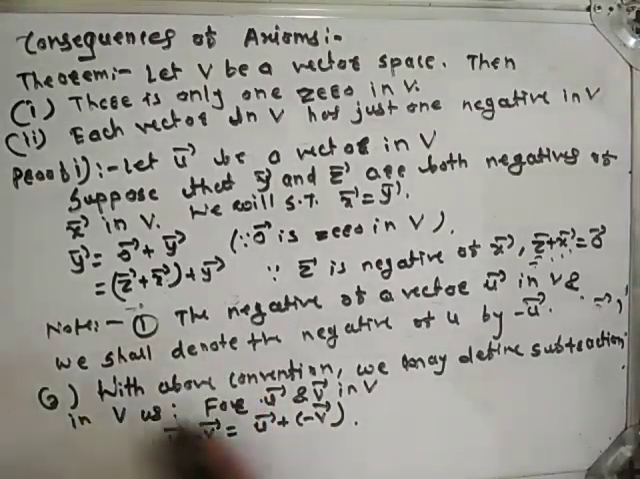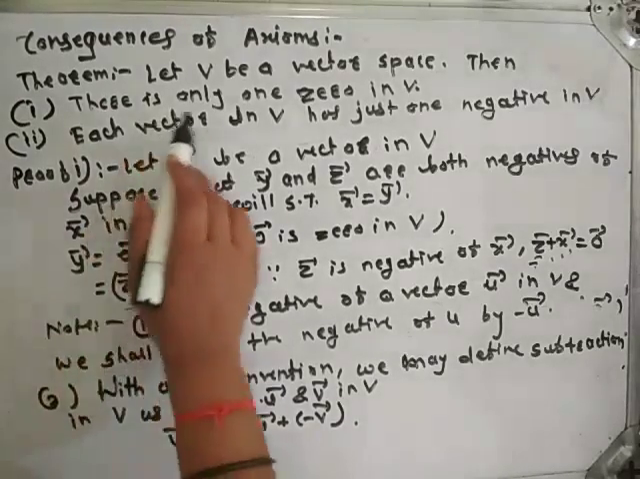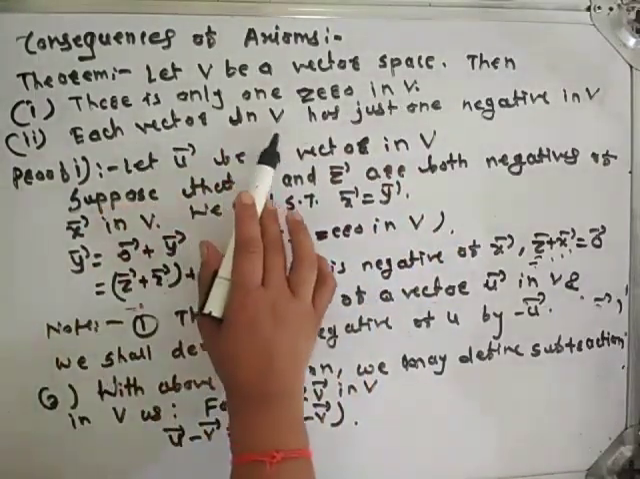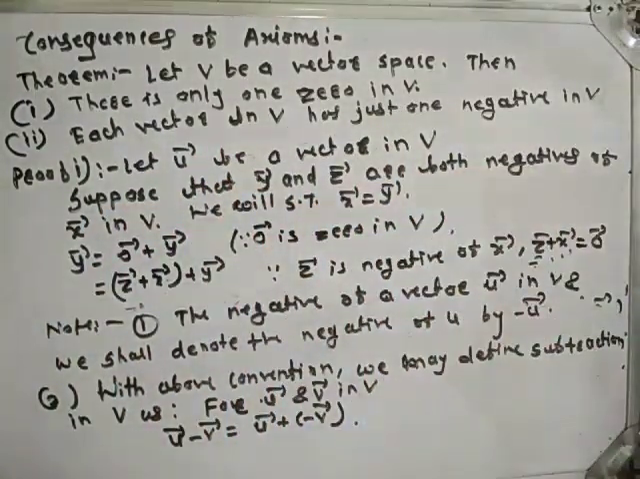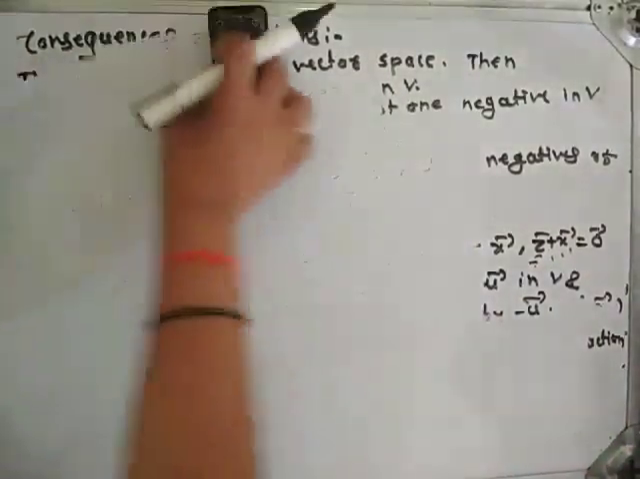Let us take the next theorem. Before this, keep in mind that there is only one, means unique, zero vector in V, and for each vector in V there is a unique negative in V. These are very important results.